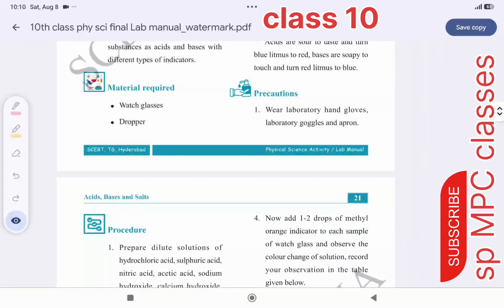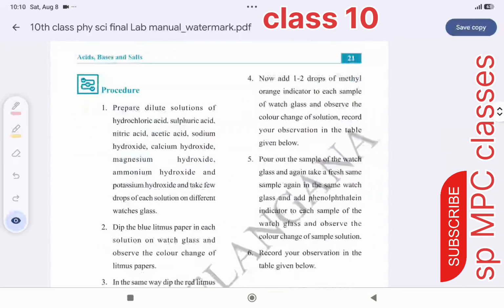First of all, precautions you have to know. Wear laboratory hand gloves, laboratory goggles and apron. Do not touch any chemical, do not taste any chemical, do not smell any chemical. Without teacher guidance, don't do any activity. Make sure that you have a full uniform, full shirt, full pant and shoes. Why? Because there might be glass pieces in the laboratory. We have to take care and follow all these precautions.